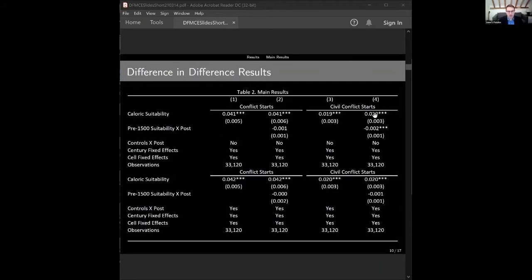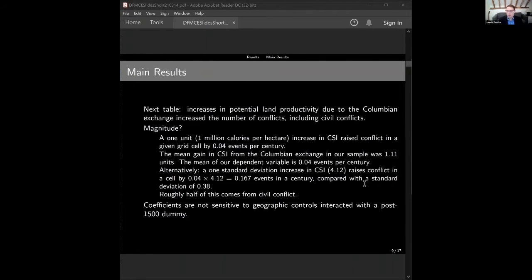What you see looking across left to right is a positive coefficient with some stars. What does that mean? Well, it means that a 1 million calorie per hectare increase in caloric suitability, that's our base unit, and if that sounds arbitrary, you can think of that as the calories needed to feed one more adult male in a given hectare in a given year, raised conflicts by about 1/25th of a conflict in a century. That's a number that's relatively close to the mean in our data set.